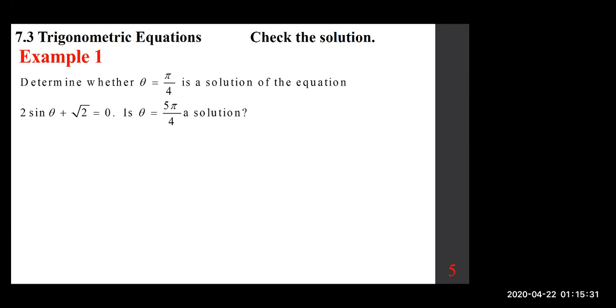Solve for theta. Just plug in. We don't have to solve for anything. Come on, it's asking, is this a solution? If the solution is not given, then you have to solve it. But just the way it is, is pi over 4 a solution? Let me plug in. So when we plug in, we get 2 sine pi over 4 plus square root of 2.